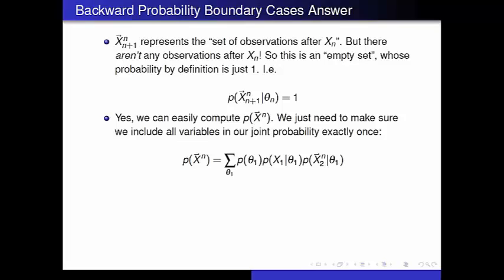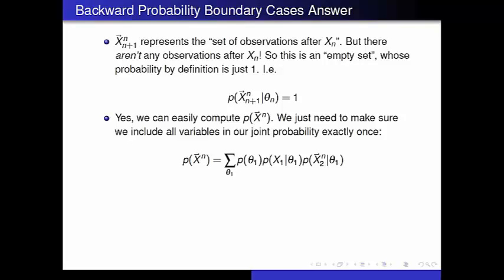So we've got two problems, right? One is that we're missing observation x1, right? This only starts at 2. The second is we've got this theta 1 in there, and we don't want it over here. We've got to get rid of it. So the usual logic applies.